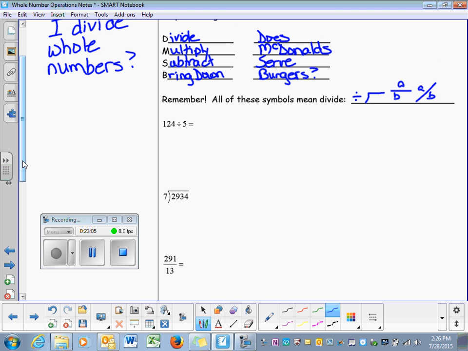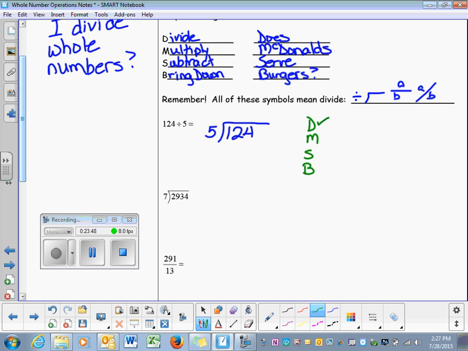124 divided by 5. Now, when I do long division, I always write it with what we call the house symbol. So 124, the first number, goes inside the house, and 5 goes outside the house. The 124 is called the dividend. The 5 is called the divisor, and then our answer is going to be called the quotient. And we'll go over those words again as we go. But does McDonald's serve burgers? So my first step is divide.